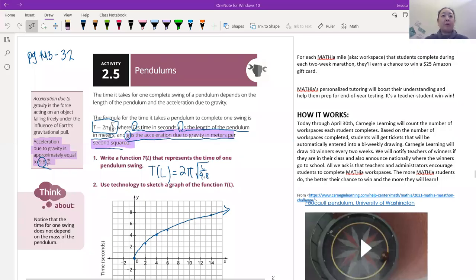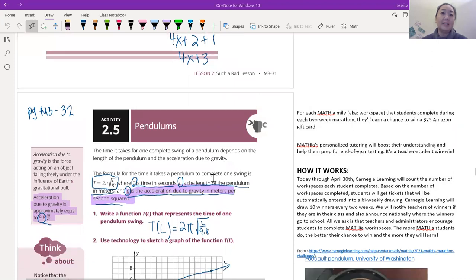Everyone. So today we're going to be working on some applications. We're on page 32, sections 2.5 and 2.6. We're going to finish out this lesson. So this is day 4 of a lesson, such a rad lesson.